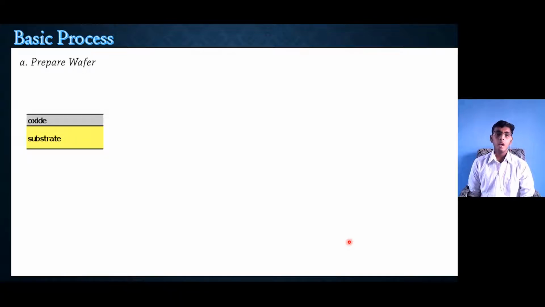So now let us go a little deeper into what the basic process is. The first step in the process is to prepare our wafer. Our wafer consists of two things. First one is a substrate, second one is the metal oxide layer. It could also be a semiconductor p-type layer. So how do we prepare this substrate?